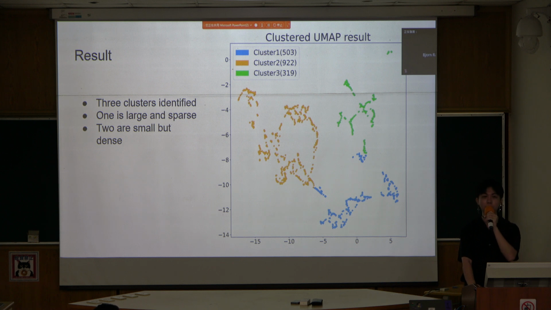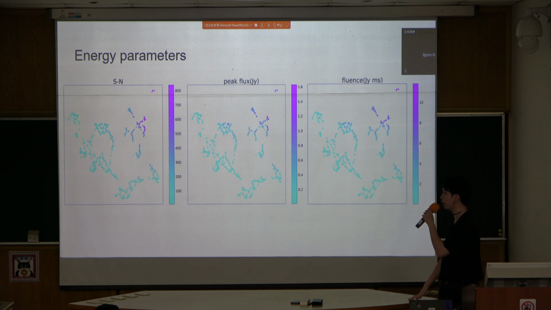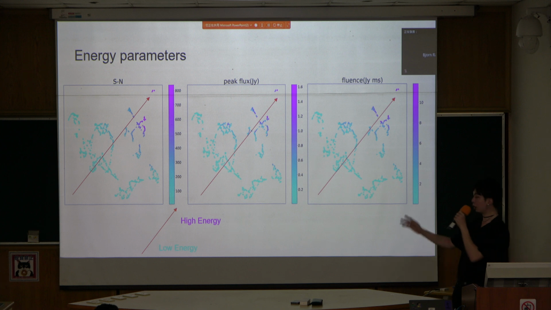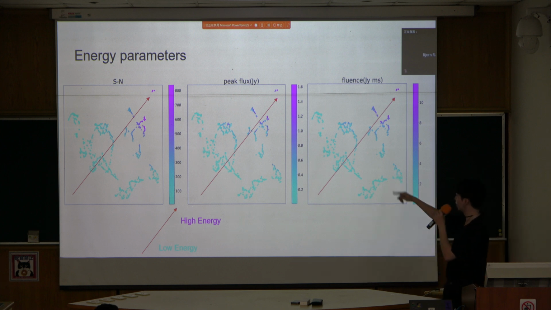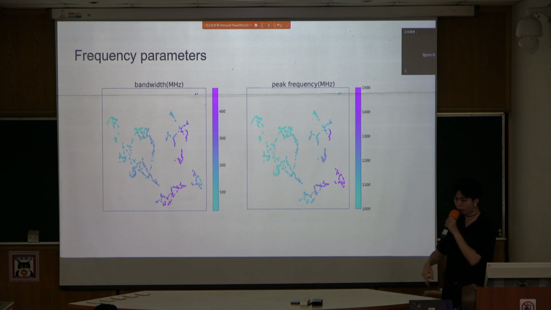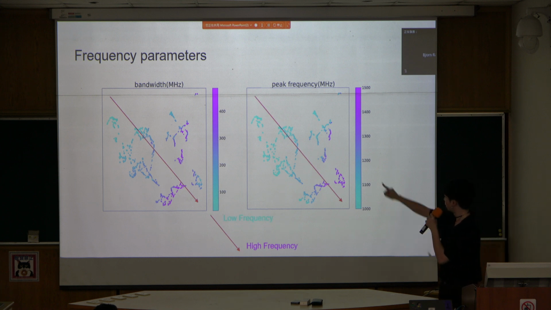So we look into the data distribution behind this. From energy-related parameters, signal-to-noise ratio, peak flux, and fluence, we see a clear trend from the lower left to the upper right, the energy going from low to high in this direction. And for the frequency-related parameters, the frequency goes from low frequency to high frequency from the upper left corner to the lower right corner.